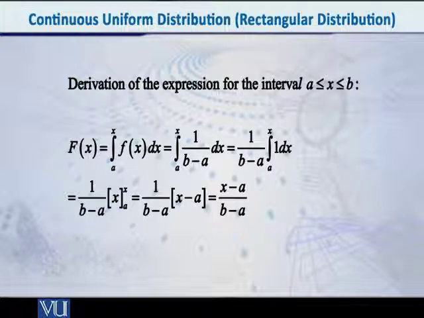So what do we get? We get 1 over b minus a multiplied by x की जगह पहले अपर लिमिट पुट करेंगे x, माइनस x की जगह लोअर लिमिट पुट करेंगे a. So this is what we get, x minus a over b minus a. This is how we get that particular expression for capital F of x, which is valid for all those values of x which are between a and b.